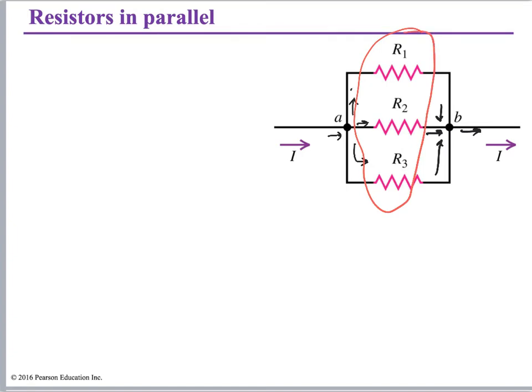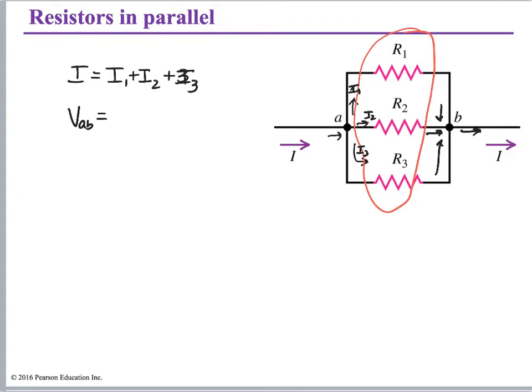So the first thing we could do is label the current in each of these branches, because they are definitely going to be different. A total current comes into a point and then has to come out of point A, but it's going through different branches. So we could say that the total current is equal to the sum of those three currents.